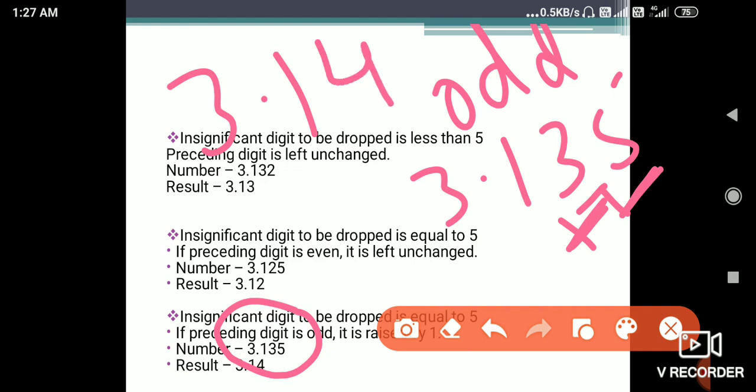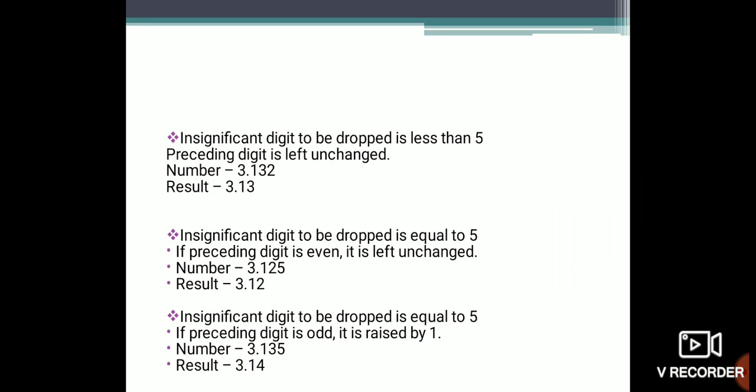So these are the different rules when the uncertain digit is 5. You have to check whether the preceding digit is odd or even. Hope you all understand these rules.